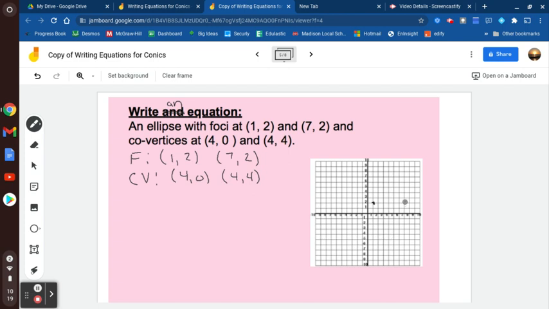1, 2, and 7, 2. So you don't have to do this. I'm just giving us a picture of what we have here. 4, 0, and 4, 4. So this is kind of the information they've given us. And somewhere in that information, we have an ellipse. And we have to write the equation.